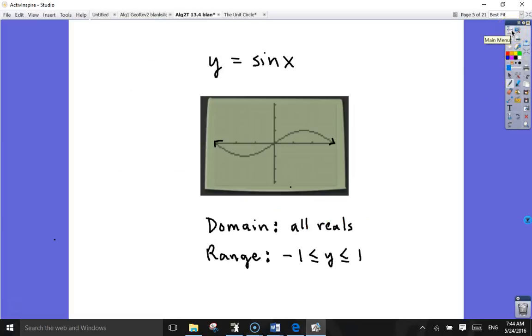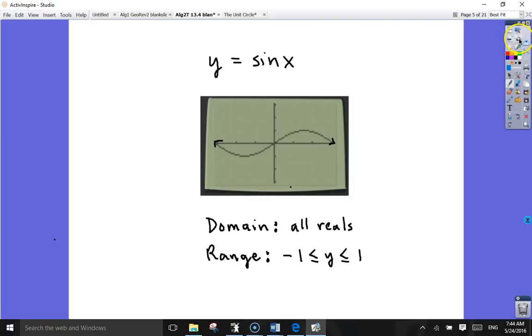Right. This is the graph, one period of the sine. I've drawn it going from negative pi to positive pi, just going through one cycle right there. The domain is all real numbers. The range is -1 to 1. Okay, that's what we did in the homework last night.